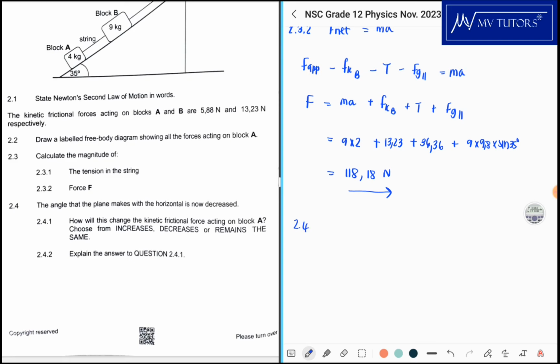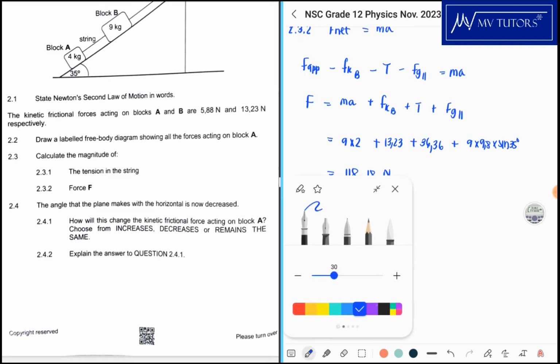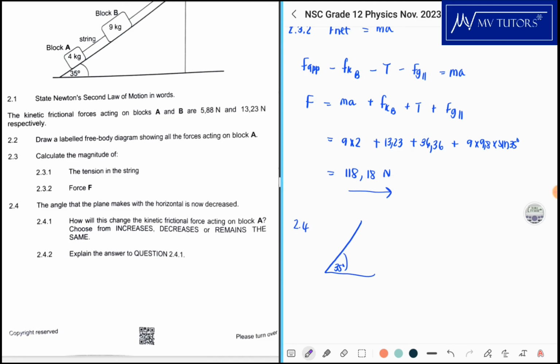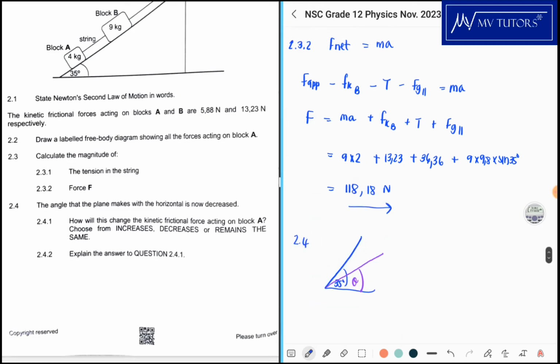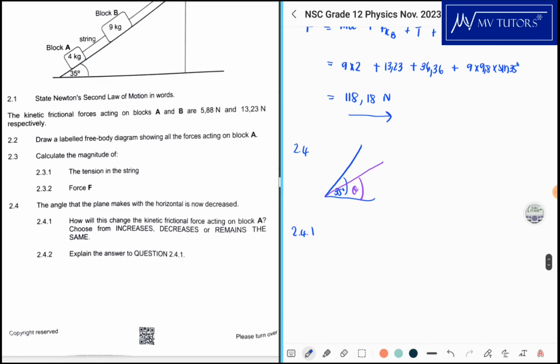the angle that the plane makes with the horizontal is now decreased. So we're going now from assuming that's 35, quite steep for 35, but for demonstration purposes, now we are reducing it. It's decreasing to whatever that value is. Okay, so now 2.4.1, it says, how will this change the kinetic frictional force acting on block A? Choose from increase, decrease, or remain the same. Okay, so I will go with increase.